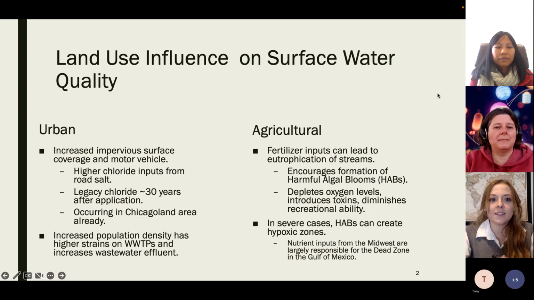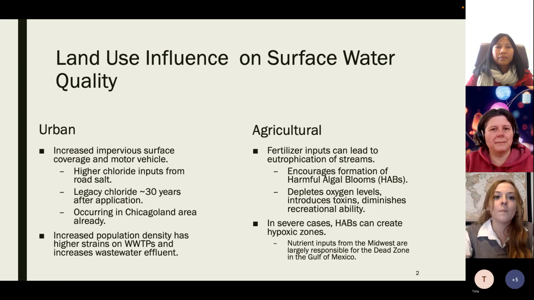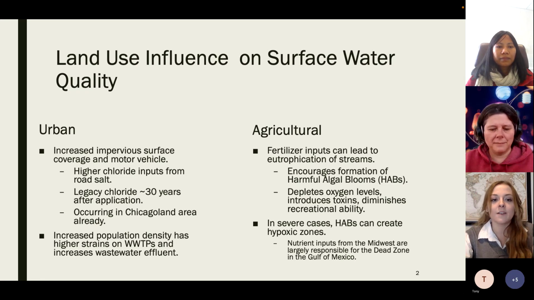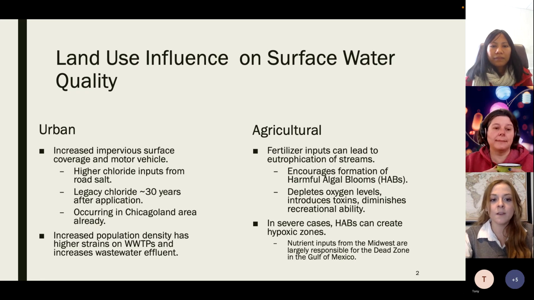So going into some broad scale, just to start out, both urban and agricultural land uses have been linked to deterioration of surface water quality. In urban areas, there's an increased amount of impervious surface coverage and motor vehicle usage. And this can lead to higher chloride inputs from road salt. Now, there's this idea called legacy chloride, where after application of road salt, it doesn't just leave the watershed. It stays trapped in the soils for up to 30 years after application.